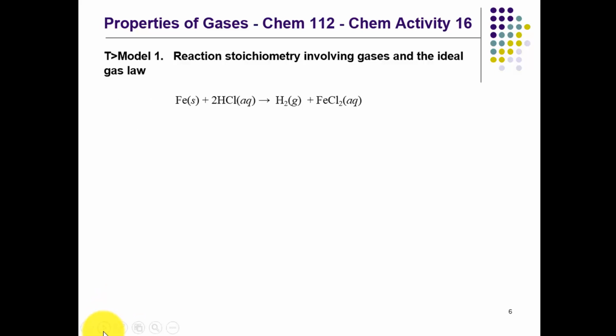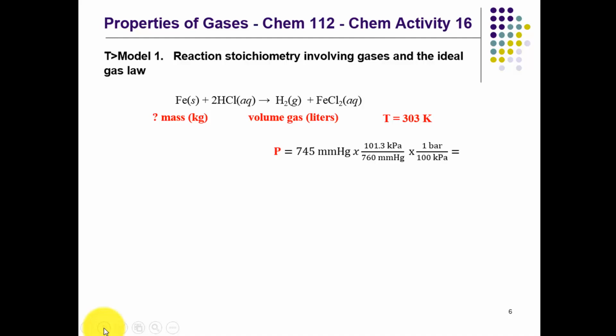So applying what we generally do to solve a stoichiometric problem, we start with the balanced equation. We define what our variables are. We're trying to determine the mass in kilograms of the iron solid, and we know what volume of gas we're trying to produce. The temperature is 303 Kelvin, so I changed that from the original 30 degrees Celsius. And the pressure we were given was 745 millimeters of mercury.